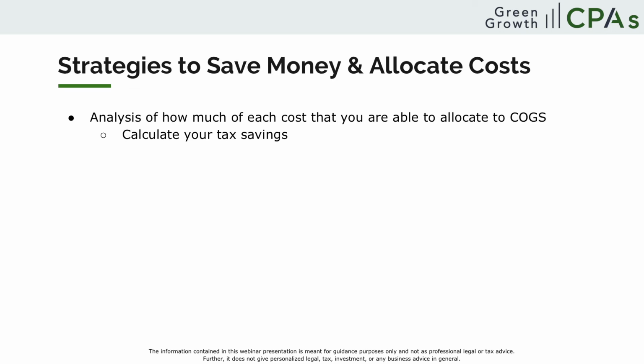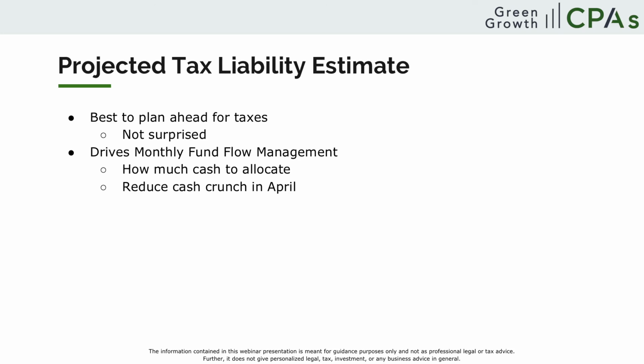The second benefit of this allocation analysis is that you'll understand specific strategies to save money and allocate costs. We're going to give you a projected analysis of how much of each cost that you're able to allocate to COGS, thereby driving how much you can save in taxes. This leads me to my third benefit, which is to have a projected tax liability. It's best to learn ahead of time how much money you'll likely be responsible for paying in taxes instead of just getting a random bill every quarter. This understanding helps you plan how much of your fund flow you need to put aside each month, and trust me, it's incredibly tough to come up with $350,000 in 2 weeks in April if you haven't been planning for it. So we help you plan and budget for your taxes accordingly.